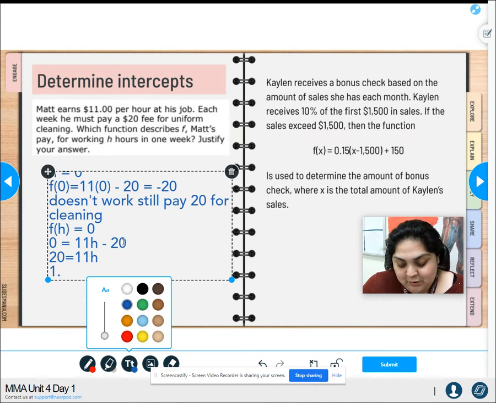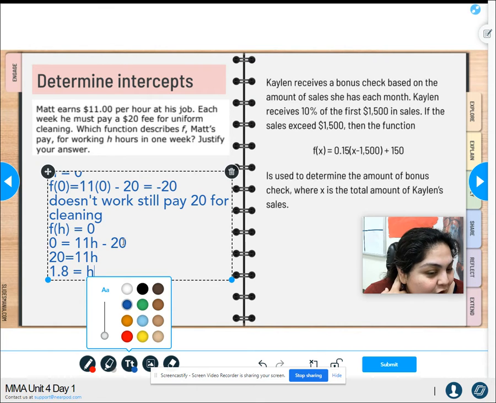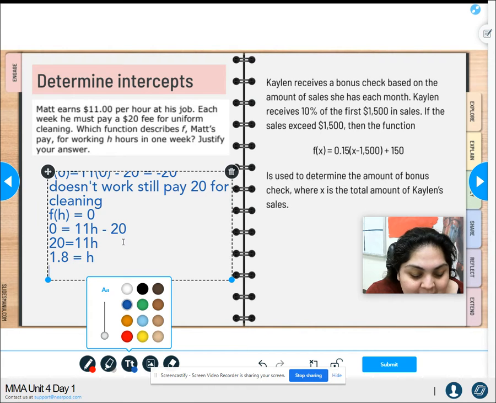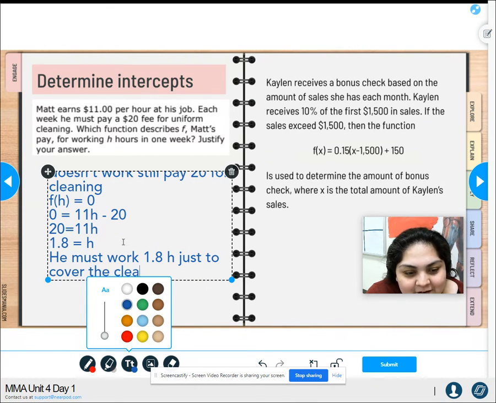Let me use my phone real quick to get the calculator. I should have the calculator in front of me, but I don't. And that's what happens, right? We sometimes don't have it. All right, it's 1.8. So that means he has to work 1.8 hours, which really means he has to work more than 1 hour. He must work 1.8 hours just to cover the cleaning.